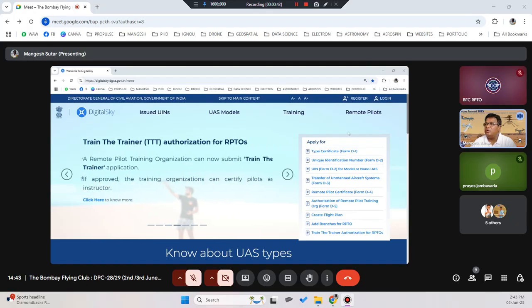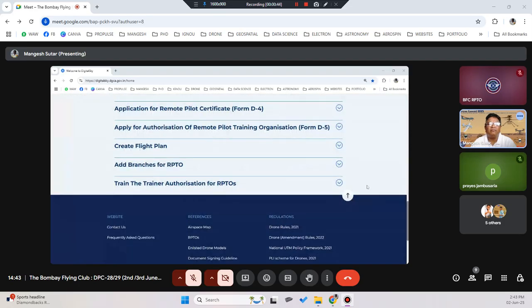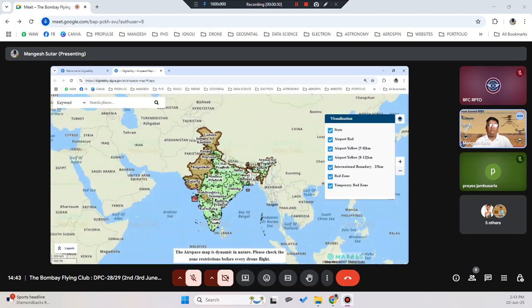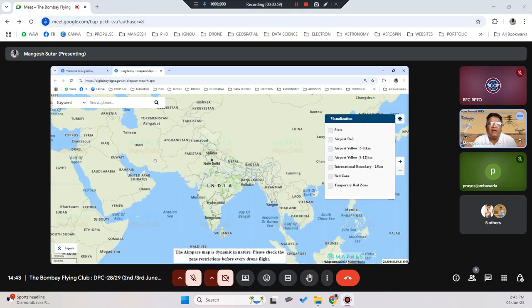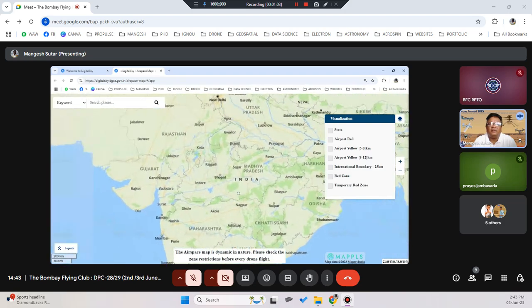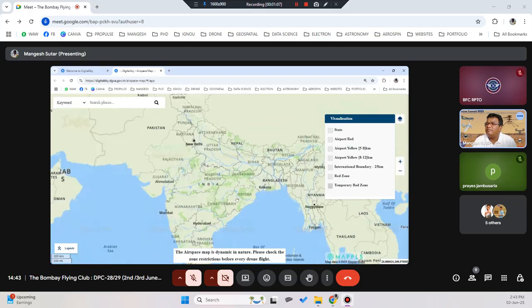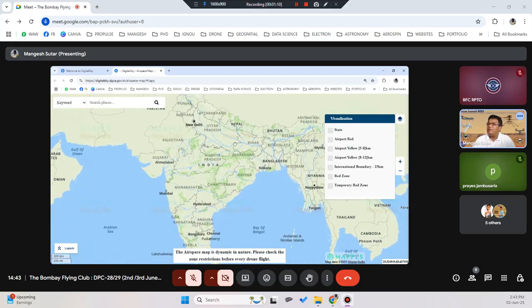Okay, you can scroll down and you can click on airspace map. Okay, so this is our India map. Let me turn off all the legends and show you a plain map. Okay, this is the map that we see, the normal map. Okay, now let's first see the airport red.